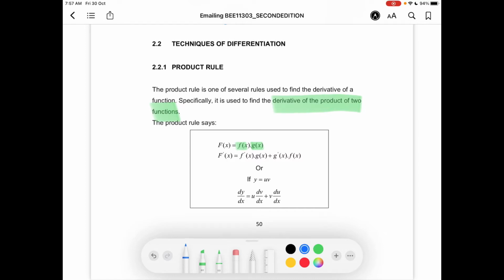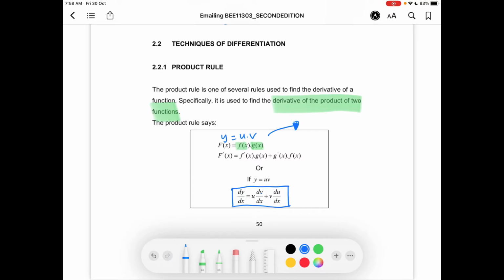In other words, we can also write it down: f(x) is y, as this small f(x) here we assume it as function u, times g(x) is function v. So from this we can simplify the formula. The basic formula here is dy/dx equals u dv/dx plus v du/dx.